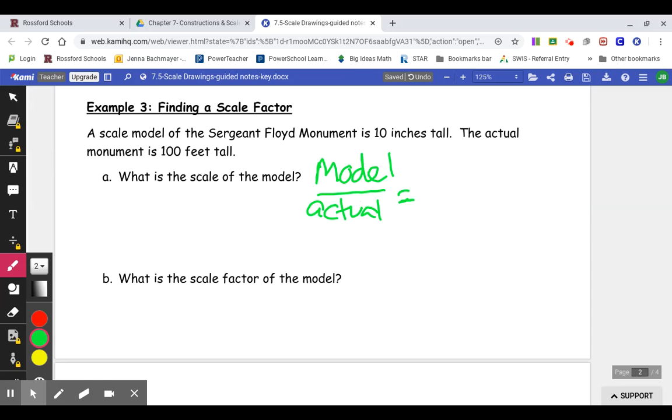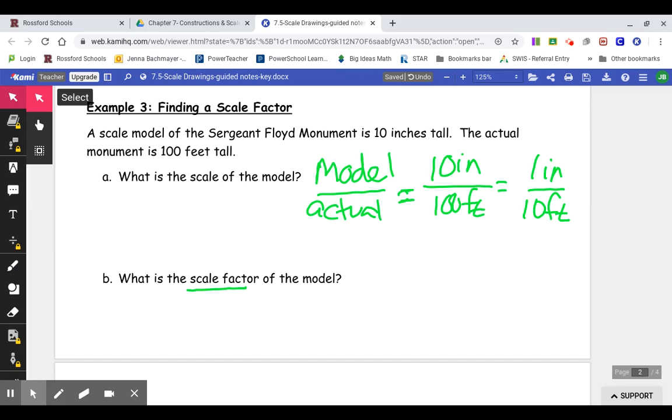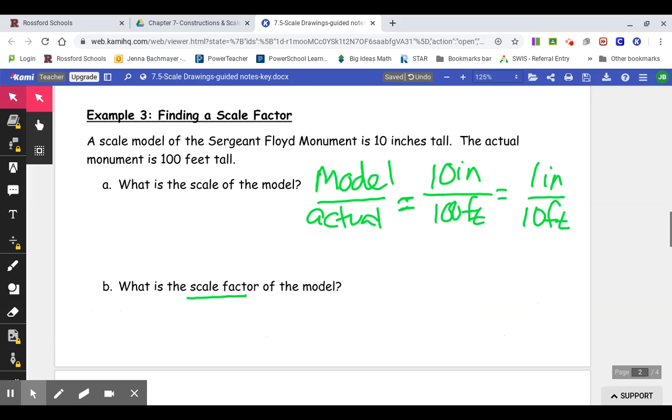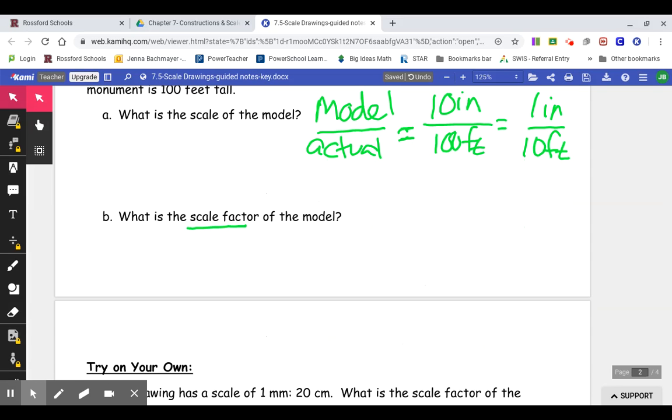Okay, so I'm comparing the model to the actual. So I'm going to have 10 inches, because that's on my model, to 100 feet. Well, both of those can be divided by 10. So I'm going to end up with 1 inch on my model representing 10 feet in real life. Okay, the next question is talking about scale factor. Scale factor is that one we just talked about. So this is when we can have no units written, and that means that the units are the same. Okay, that's the only time we would ever have that case where we don't have those units compared.